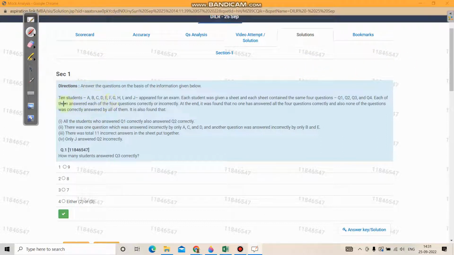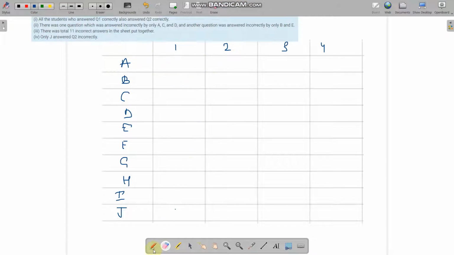The question says 10 students, A to J, appeared for an exam. Each was given 4 questions and each of them answered each question correctly or incorrectly, which means no unattempted. They won't leave any question. At the end it was found that no one answered all 4 questions correctly, which is very important, and none of the questions was correctly answered by all of them. So these are the points. I've already made the table.